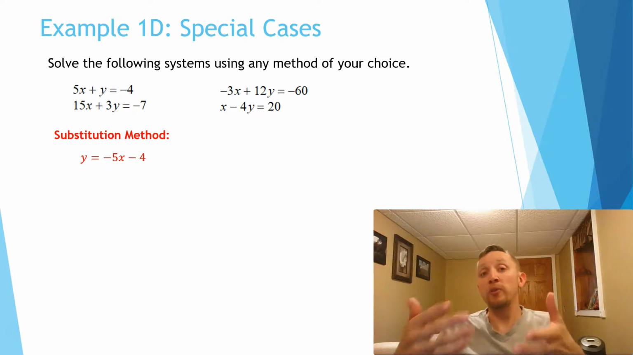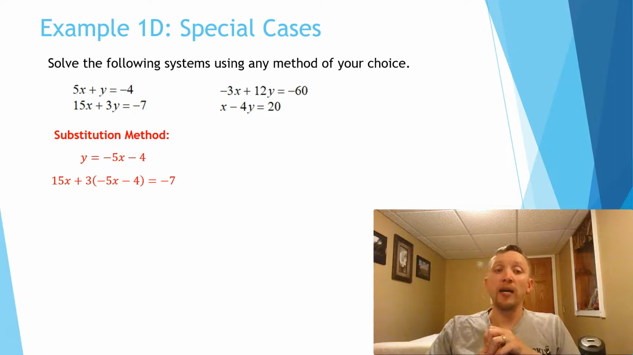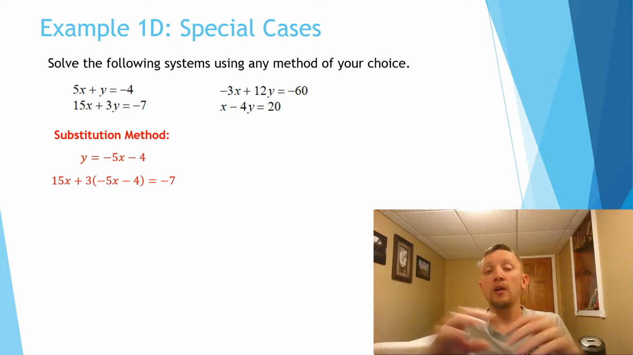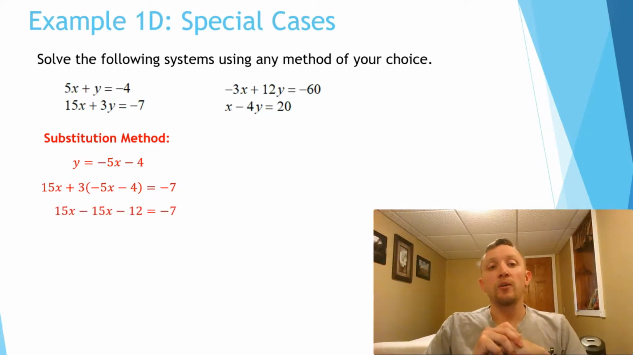So then remember, we're going to substitute negative 5x minus 4 into the other equation. So instead of 15x plus 3y, it would be 15x plus 3 times that quantity, what y is the same as, negative 5x minus 4, equals negative 7. And the next thing I would do is distribute the 3 through. So when we distribute the 3 through, we would get negative 15x minus 12.